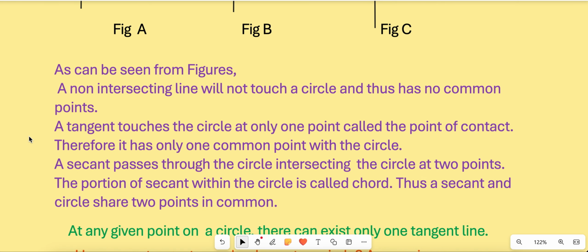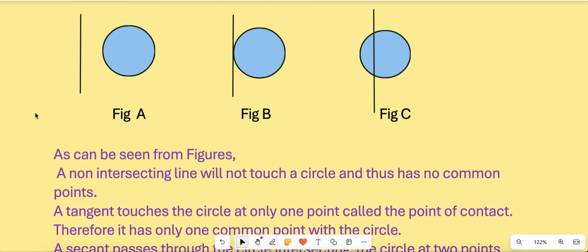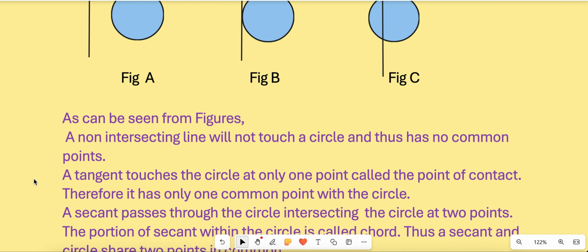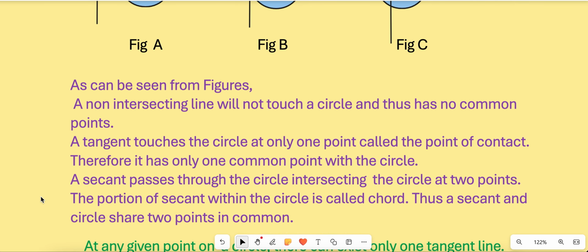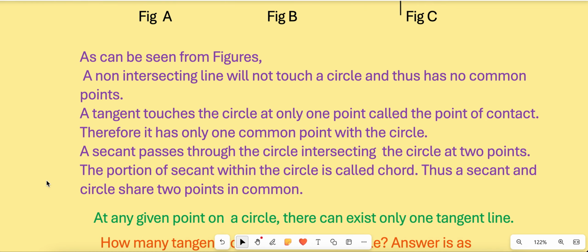Now, a tangent touches the circle at only one point called the point of contact. As shown in figure B, it is touching at a single point. So, it is tangentially touching and progressing without intersecting the circle at any other points. Therefore, it has only one common point with the circle, and the third thing is a secant.